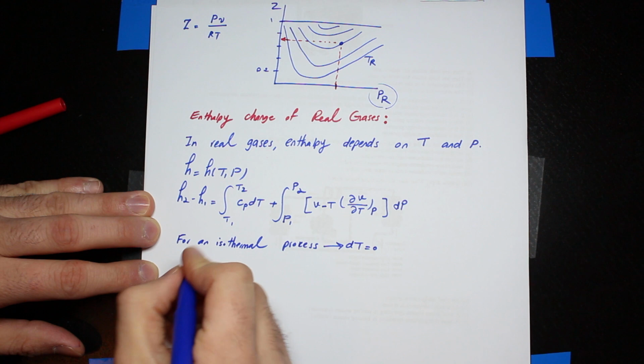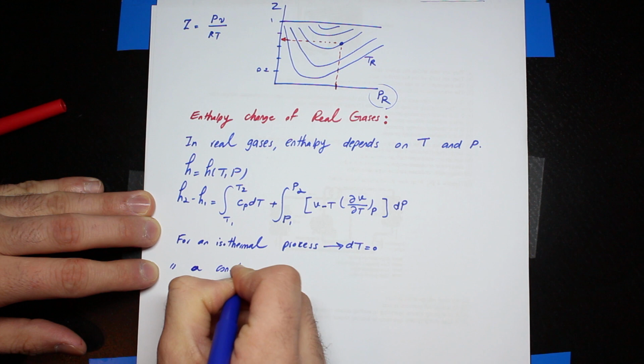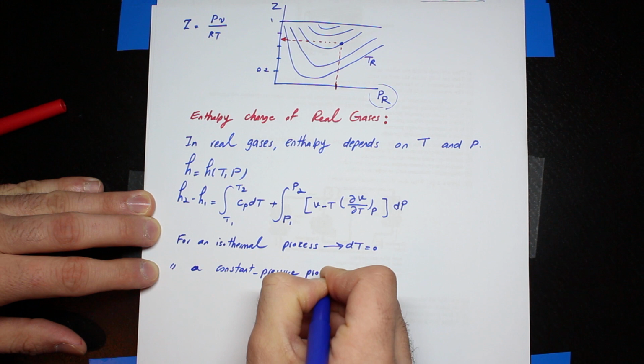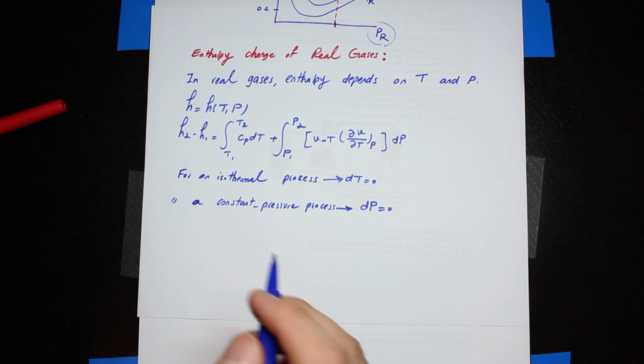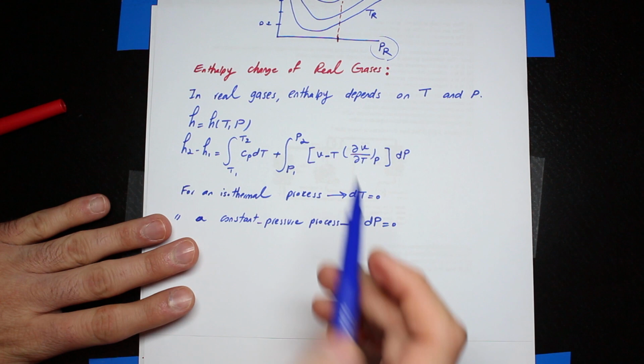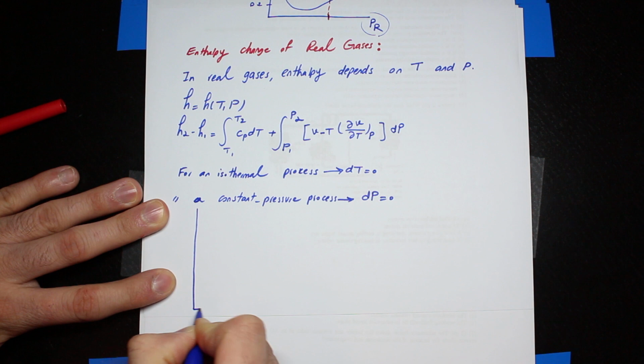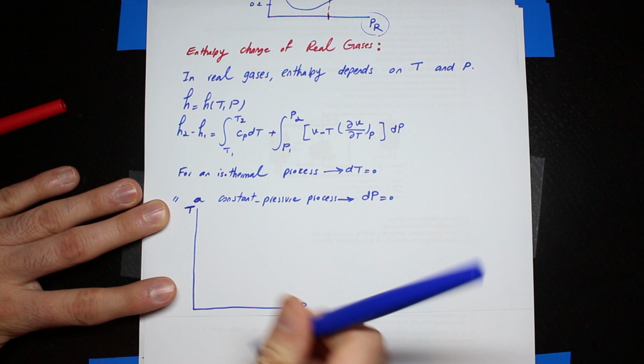Likewise, for a constant pressure process, our dP is equal to zero. So let's utilize this fact. And also, let's show two pressures that are pretty high and the gas is behaving ideally at those pressures. So I'll get back to the dome. Here we have temperature on the vertical axis, pressure on the horizontal axis. So let's say this is our dome.